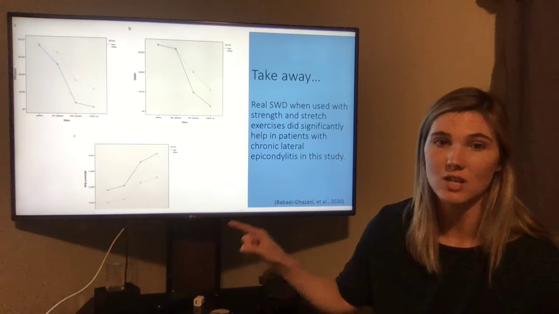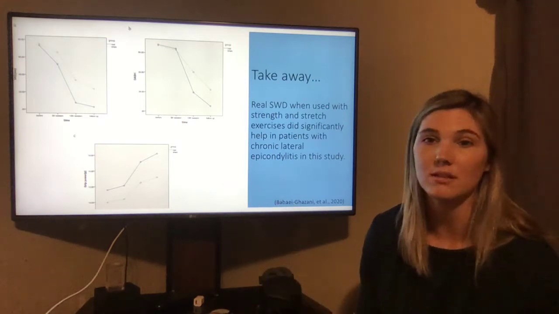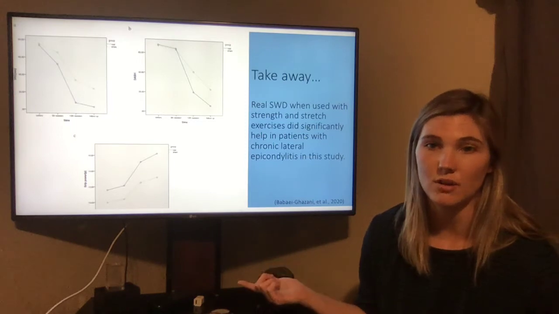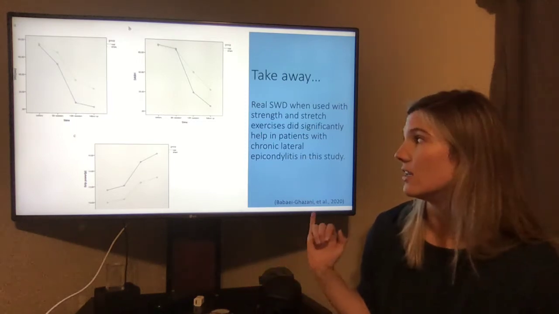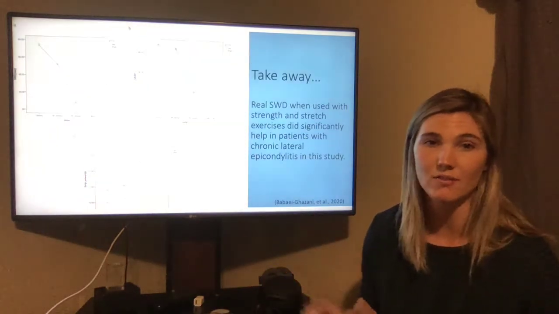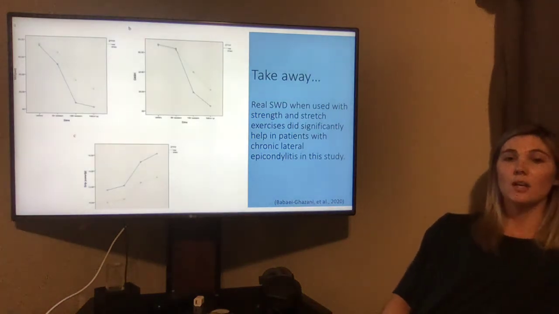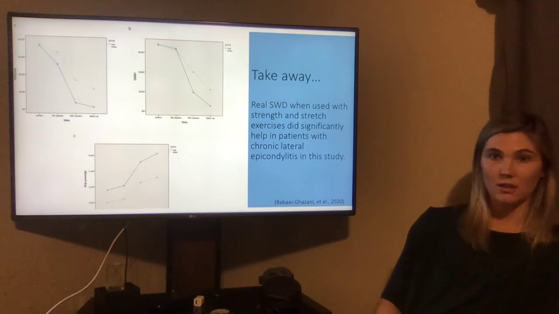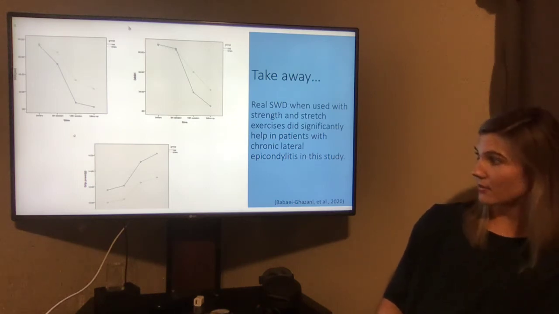These dots represent the evals that happened. The first one is before, the second one is after the 5th session, the third one is after the 10th session, and then the follow-up is 3 months, I believe, after the study. So they had 10 sessions total, and they had the post-study evaluation. So you can see that with the grip strength.